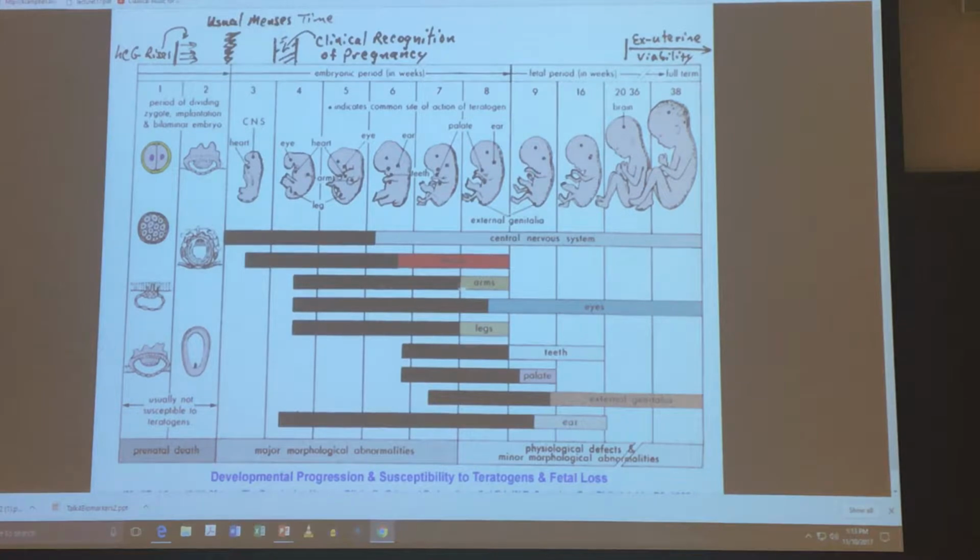At about the same time frame, you're seeing the limbs develop, arms and the legs, and you're beginning the development of the eyes. The eye development continues until after birth. It's not completed until after birth.